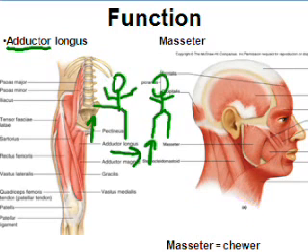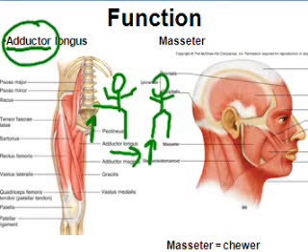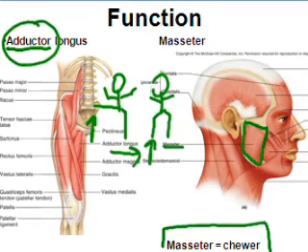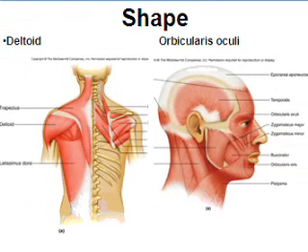That's called adduction. A muscle that does adduction of the hip is called the adductor longus, and so that's why it's called adductor, because it's involved in that motion called adduction. Another muscle is called the masseter, and it's this muscle right here, and this is derived from a German word meaning to chew. So masseter's function is involved in elevating the mandible, bringing the mandible closed against the maxilla, and that's chewing, so that's why it's called masseter.